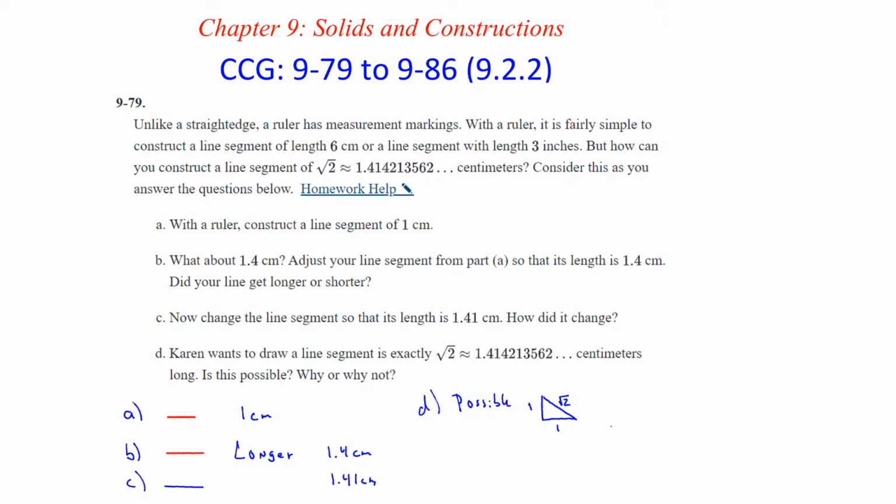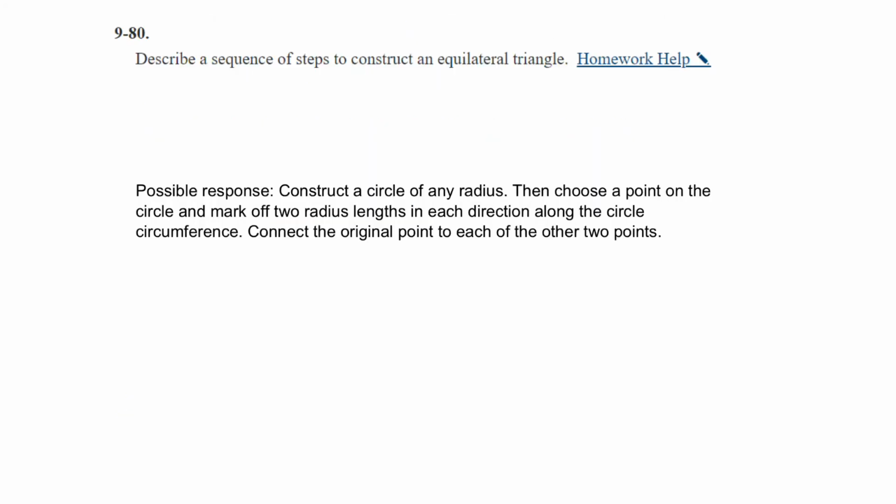Once again, in terms of trying to draw it by hand, it's always going to be a little bit difficult, but that's one way that you could look at it a little different than what Karen did, but still allows us to graph 1 and 1. We can do that, and then connecting those two in terms of a right triangle would give us that square root of 2. Question 80, describe a sequence of steps to construct an equilateral triangle.